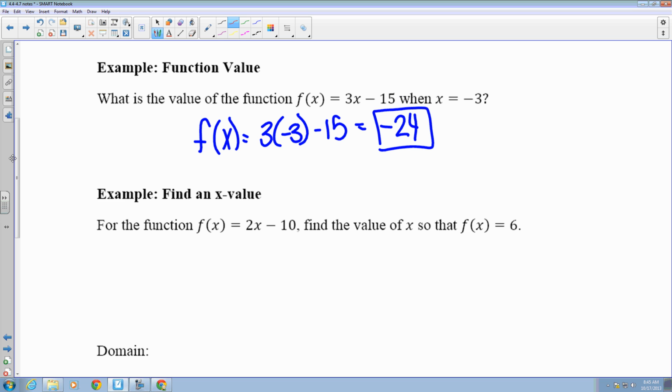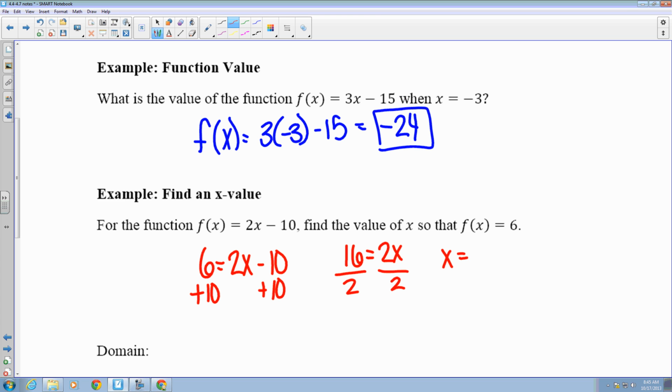Find an x value. So before we were finding the function value, now we need to solve for x when the function is 6. So this time 6 goes in the spot of f of x, and we need to solve it for x. So we're going to add 10 to both sides. We have 16 equals 2x. Divide both sides by 2. And x is 8 when the function is 6.